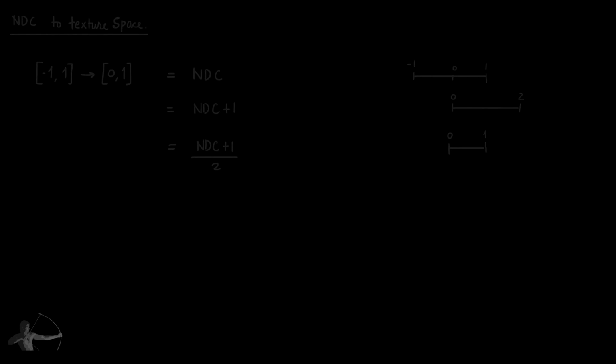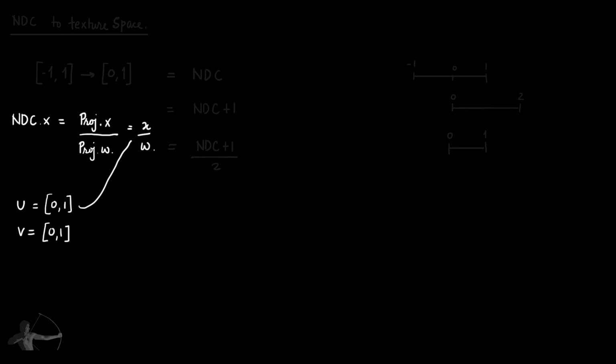Now let's backtrace the value of normalized device coordinates. What is the value of normalized device coordinate? The x of normalized device coordinate is the projection space coordinate x divided by projection space w, which we can say is x divided by w. And what we are looking for in the texture space is the u and v values, or s, t values, which are in the range of 0, 1. The x will correspond to u and y will correspond to v.